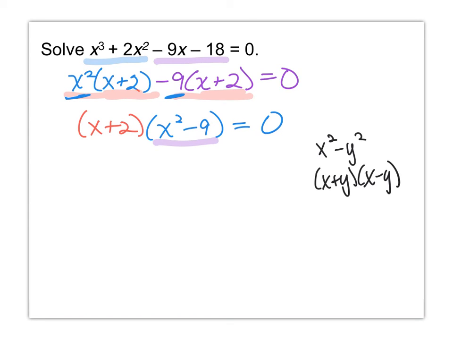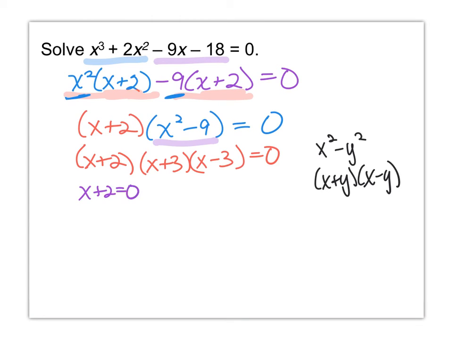So our factors now become x plus 2 is our first factor, and x squared minus 9 can be factored as x plus 3 and x minus 3. We're going to set each one of those factors equal to 0. Setting the first factor equal to 0 and subtracting 2 from both sides, we get x equals negative 2. Setting the second factor equal to 0 and subtracting 3 from both sides, we get x equals negative 3. And setting the last factor equal to 0 and adding 3 to both sides, we get x equals 3. We have our three solutions.